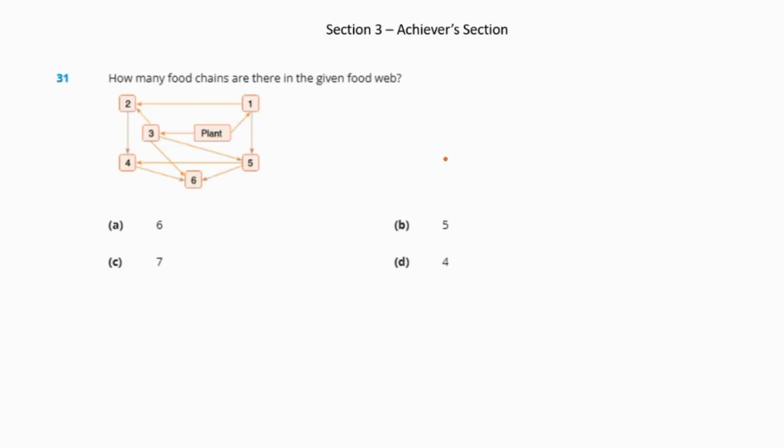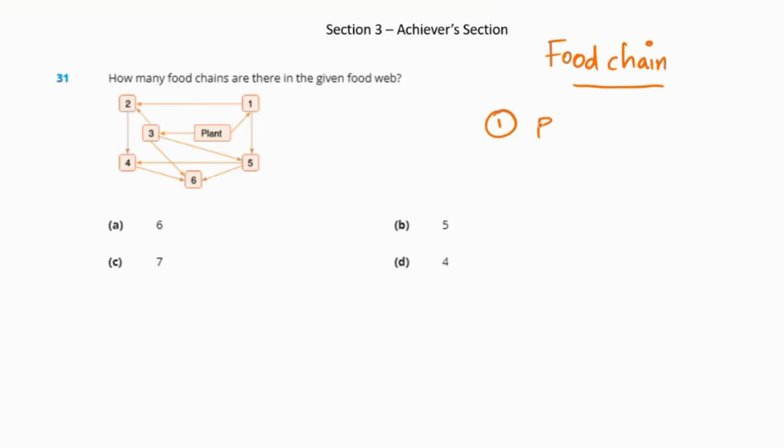Okay. So we know that the food chain always starts with a producer, right? So here our producer is a plant. Now let us count how many food chains there are in this food web. A collection of food chains is what is known as a food web. Yes, you can see a different number of food chains in a food web.